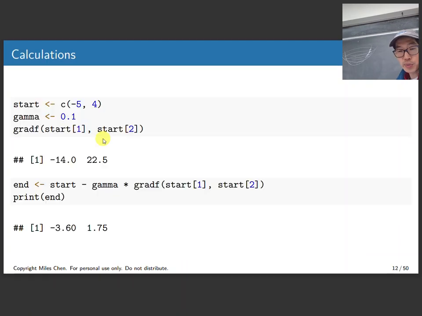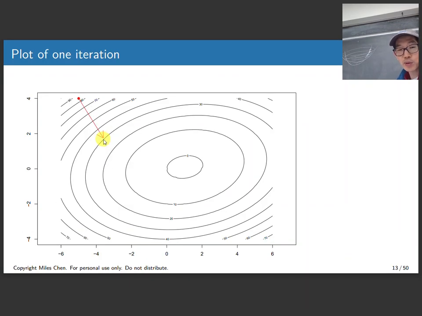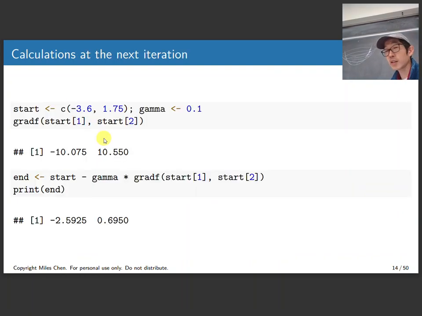So now this is my next location. This is -3.6, positive 1.75. You can see that is the coordinate here. That's this location, and that's going to be my next thing. I plug in -3.6, 1.75. If I plug that into our formula for the partial derivative with respect to x1 and the partial with respect to x2, I get my gradient of -10.075, 10.55.